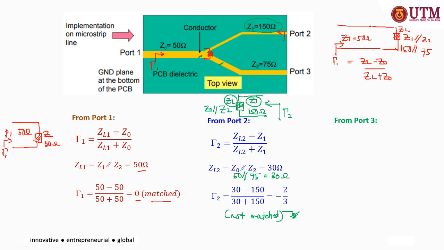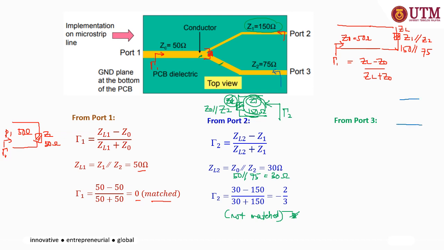Okay, if it is matched, so ZL, the load impedance at this point, must be equal to 150 ohm, the internal or characteristic impedance of that particular transmission line. Right, next for port 3. Okay, let's look at port 3.